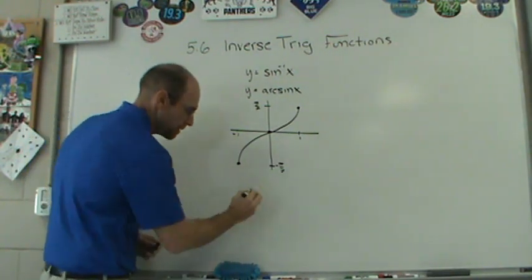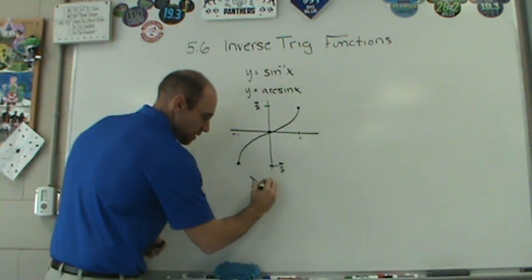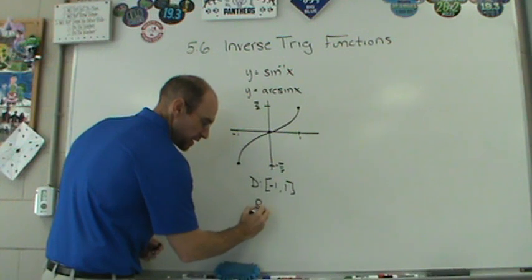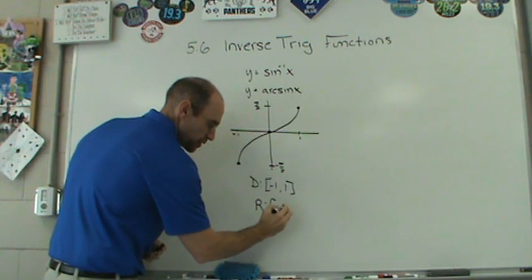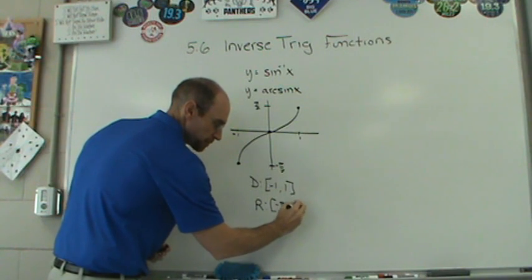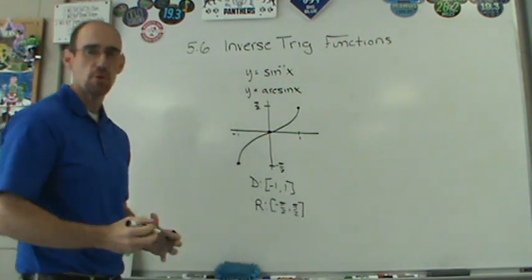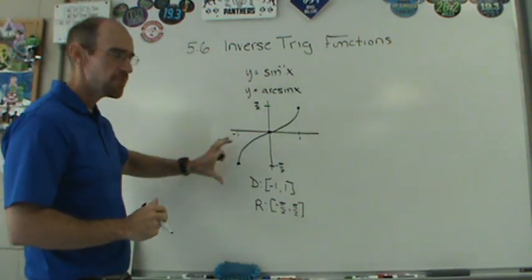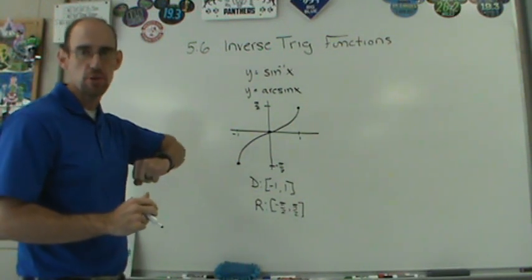Now, the domain of this is going to be negative 1 to 1. Our range is going to be negative pi over 2 to pi over 2. Yes, the brackets are important. It actually has points on those values. All right, so these are the 5 key pieces that I need you to know for inverse sine.